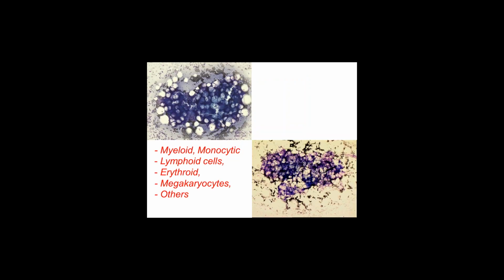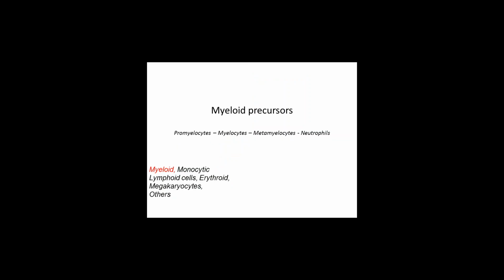Now coming to the types of cells and looking at them individually. So the myeloid precursors first, because they are generally more numerous.